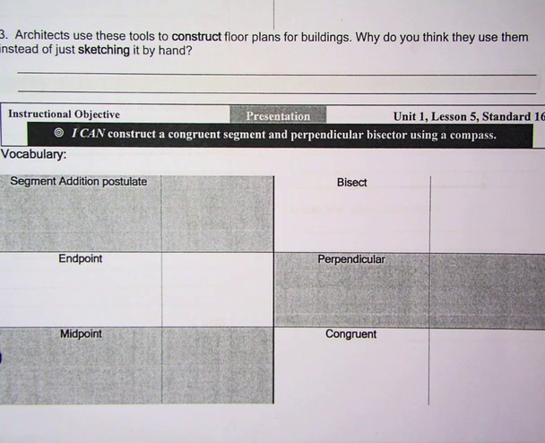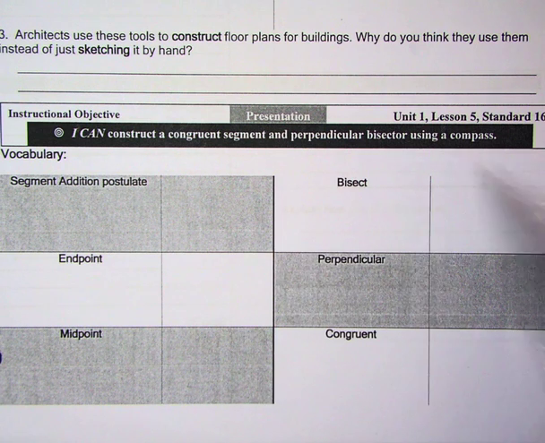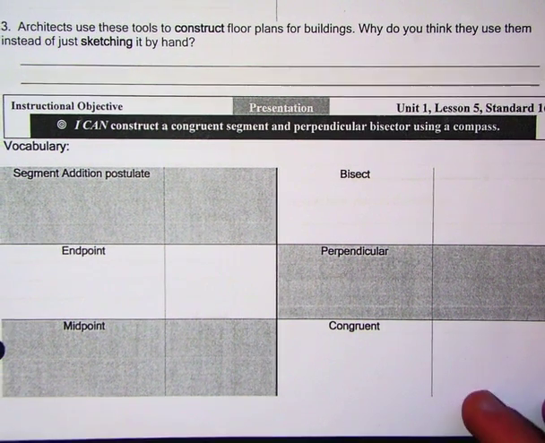Geometry, Unit 1, Lesson 5. I can construct a congruent segment and perpendicular bisector using a compass. So, let's go over some basic vocabulary.